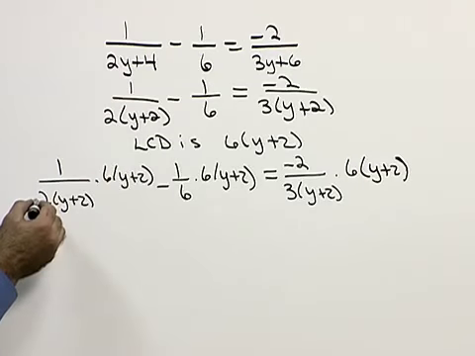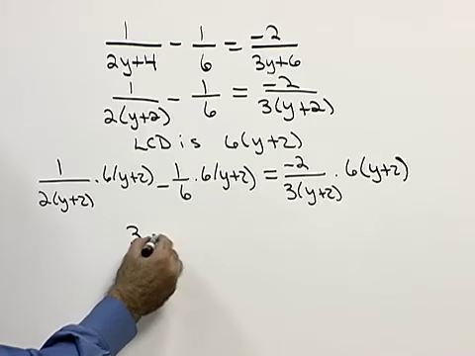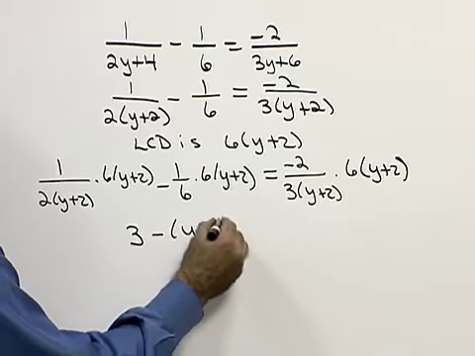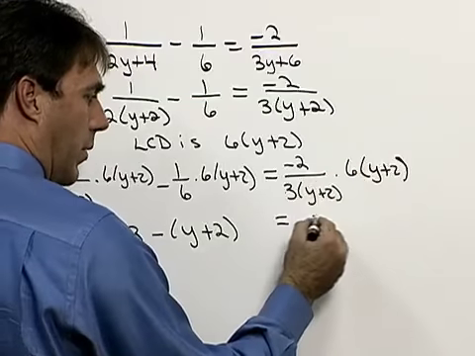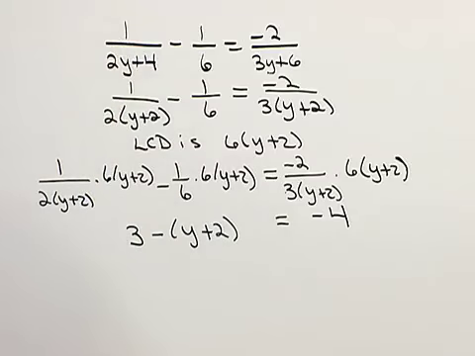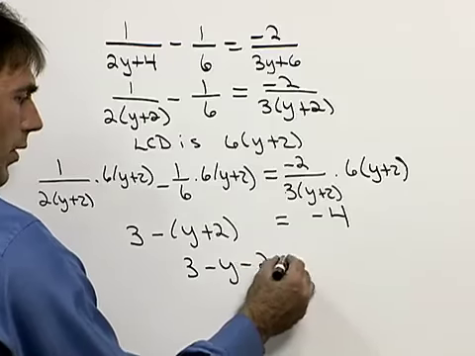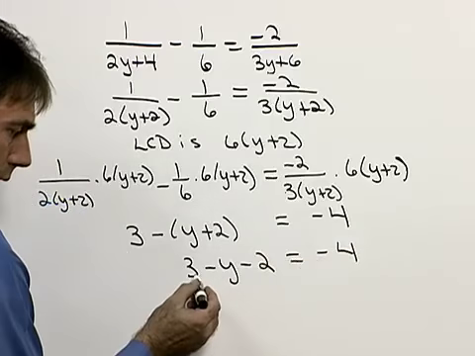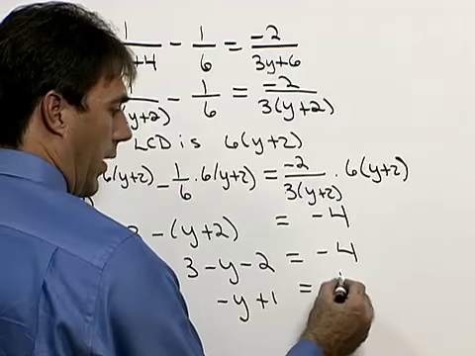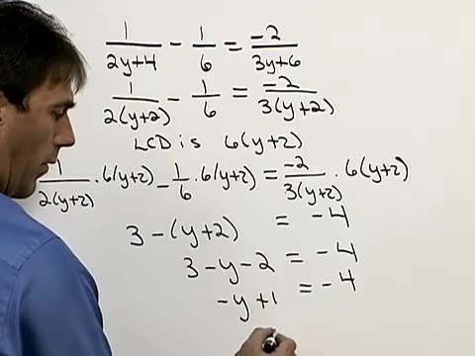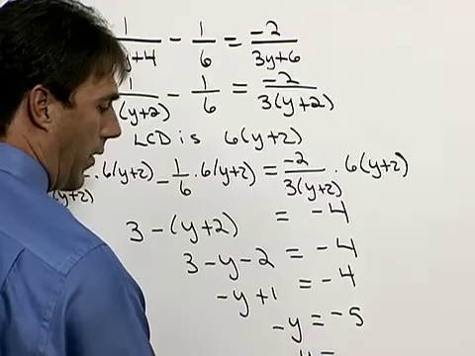Our y plus 2's cancel, and 2 goes into 6 3 times. Our 6 is canceled, so we have minus (y plus 2) equals... y plus 2 cancels, 3 goes into 6 twice, so we're left with negative 4. So if we simplify the left-hand side, we have 3 minus y minus 2 is equal to negative 4. 3 minus 2 is positive 1, so we'll have negative y plus 1 is equal to negative 4. Subtracting 1 from both sides, we get negative y is equal to negative 5. So y is equal to 5.